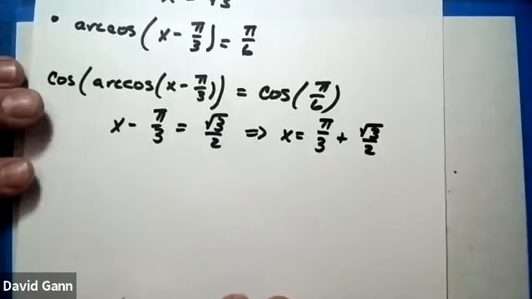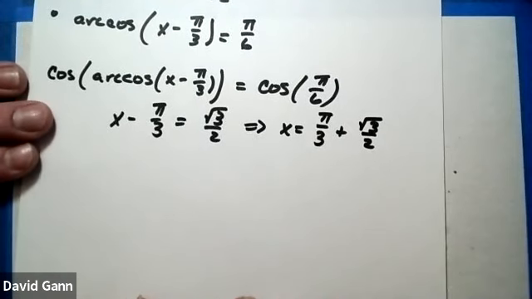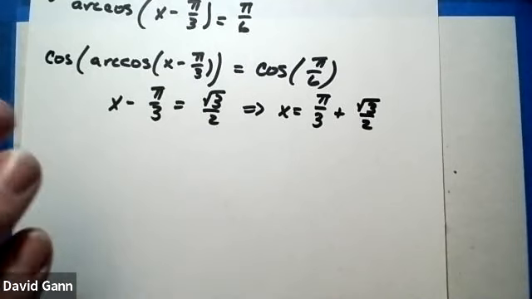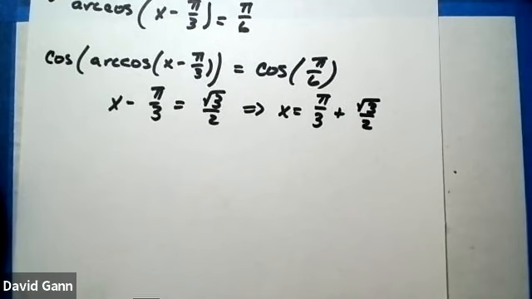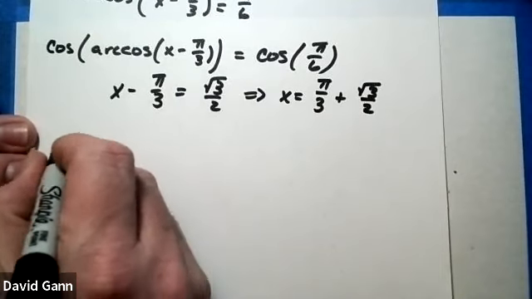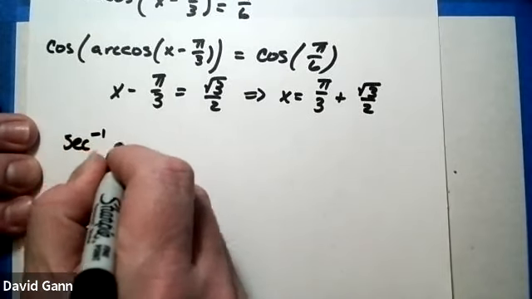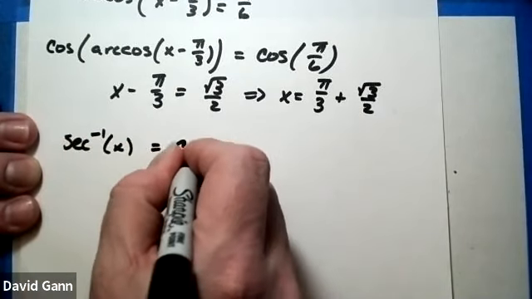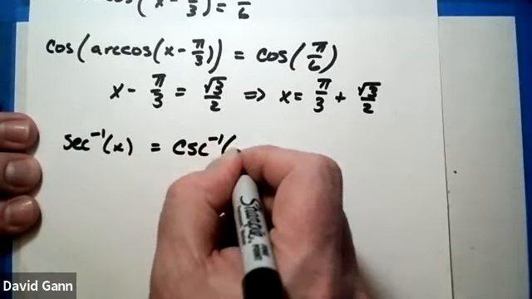But that kind of trickery pops up every once in a while. Now these are kind of the simple ones where there's only one inverse trig function, or maybe there's something that can be handled pretty easily. But let me give you one where maybe they're a little bit mixed up. So let's take inverse secant of x equal to inverse cosecant of 2.